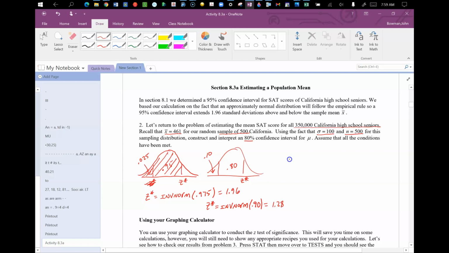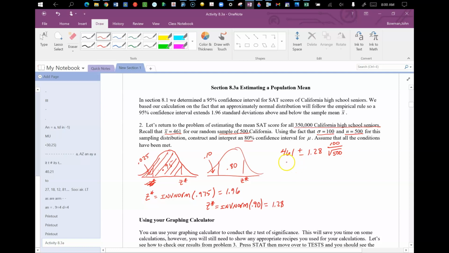So our 80% confidence interval is going to be the following. It's going to be 461 plus or minus 1.28 times our standard deviation of the sampling distribution, which is 100 over the square root of 500. And that is our 80% confidence interval.